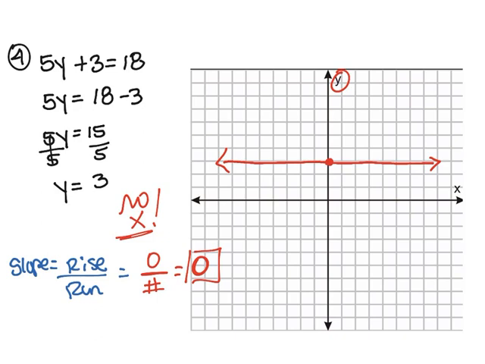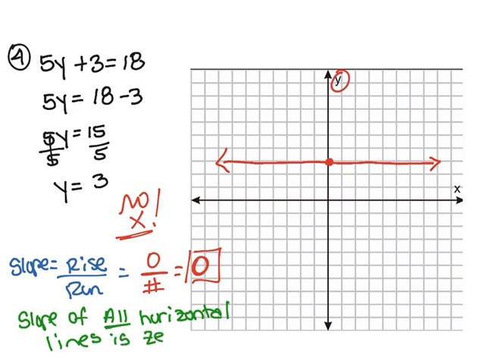Honestly, the slope of all horizontal lines is 0. And you need to know that. You need to write that down. That the slope of all horizontal lines is 0. Okay? Is 0.